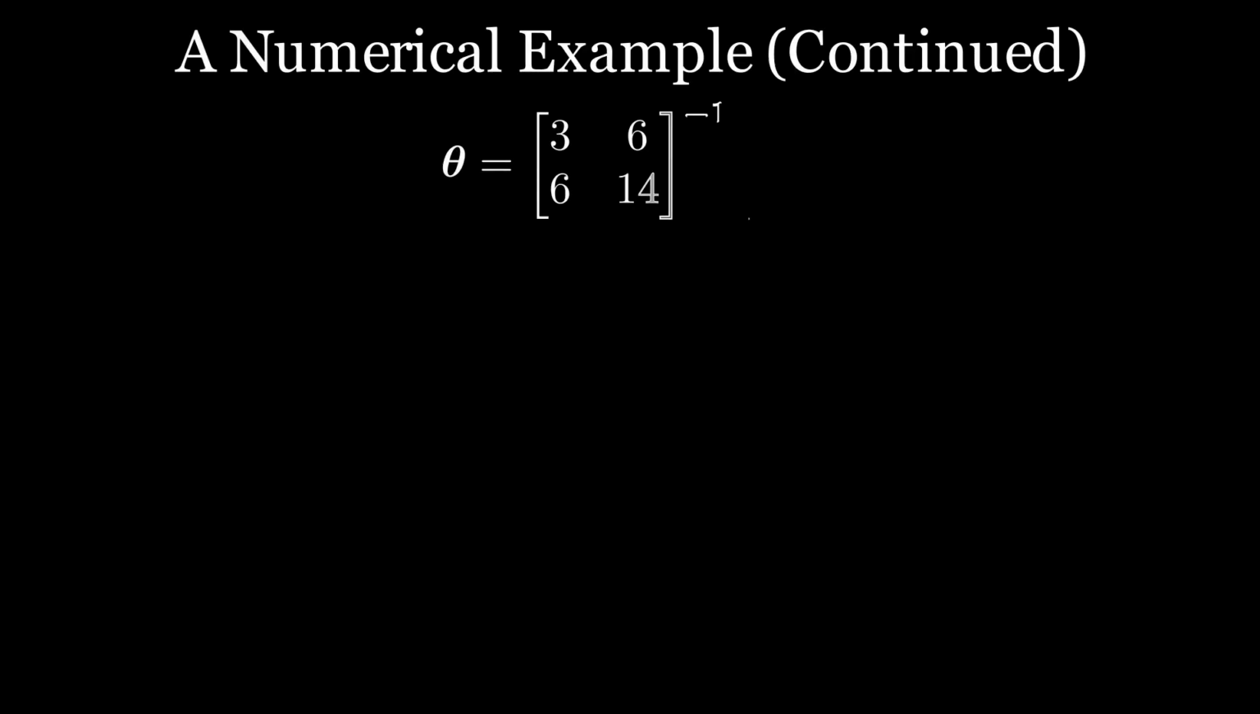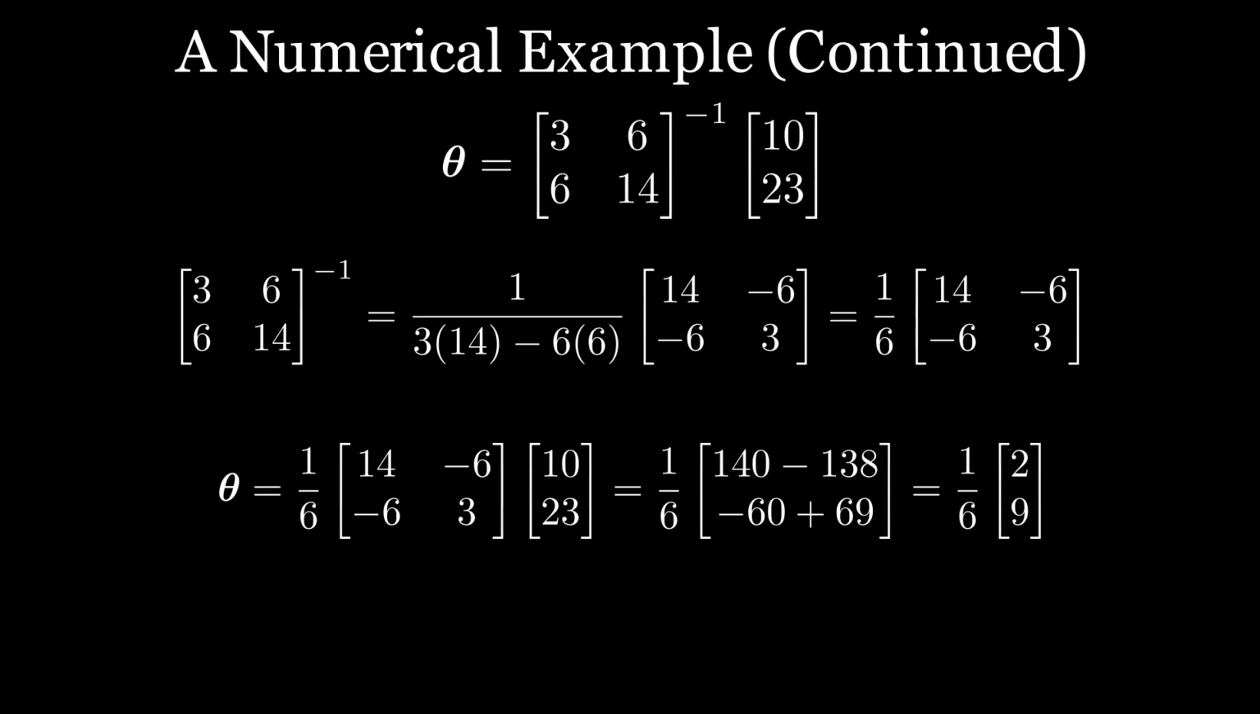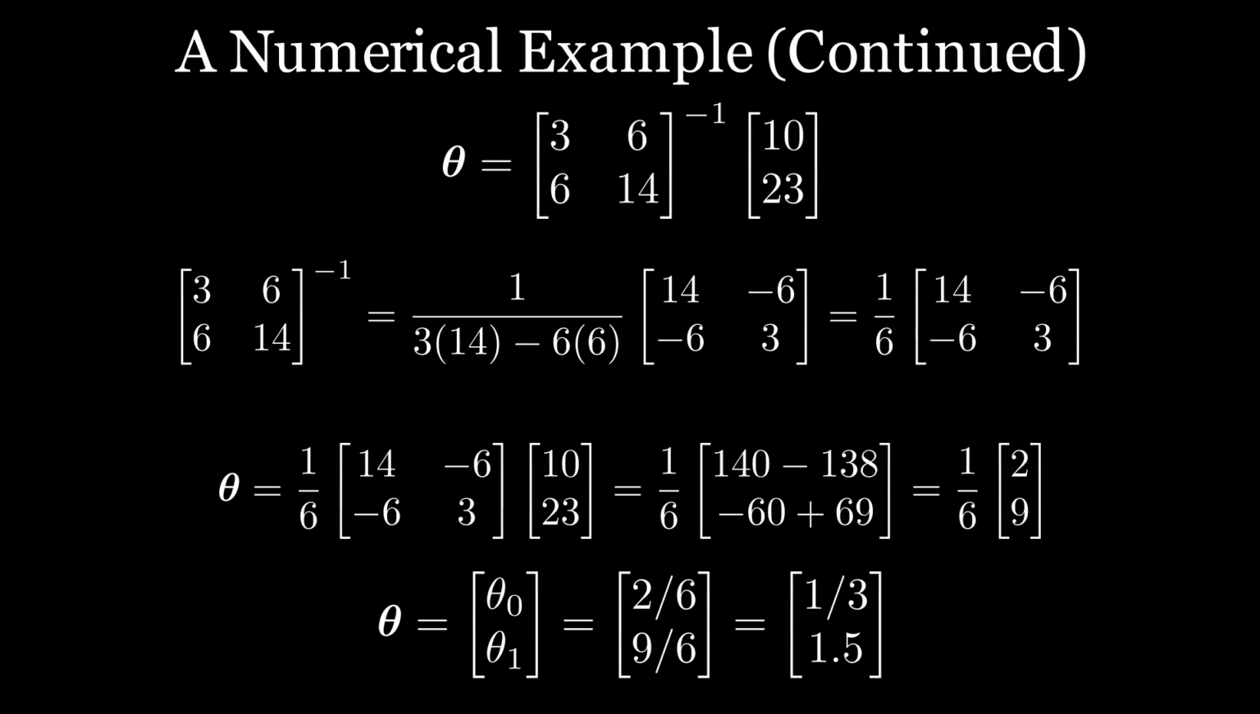Now we plug these into the normal equation. Theta equals the inverse of x transpose x times x transpose y. First, we find the inverse of the 2 by 2 matrix. Now we multiply this inverse by the x transpose y vector. This gives us our final values for theta 0 and theta 1.